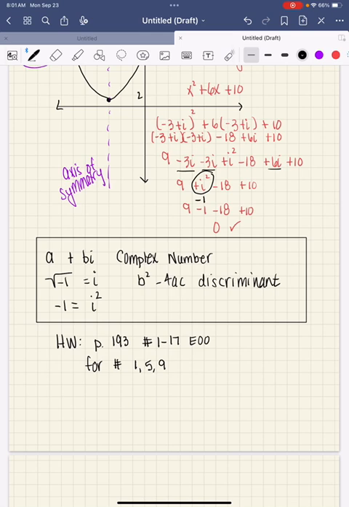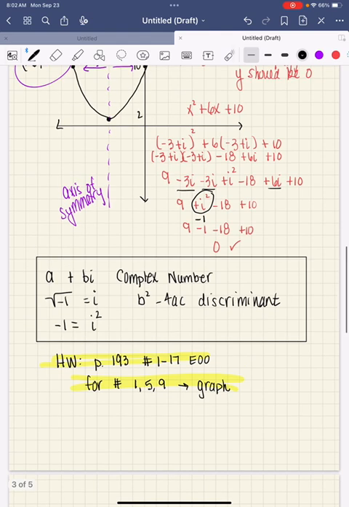159, I also want you to graph. Homework, page 193, and then for 159, I want you to graph. And so graphing means every time I want you to graph vertex, y-intercept, x-intercept, real or imaginary, and a reflected point. Reflected, symmetric, same thing. More than enough time to get all of that done in class today.